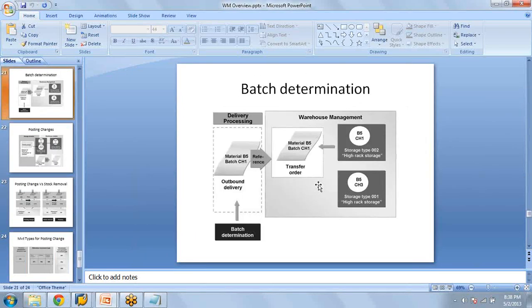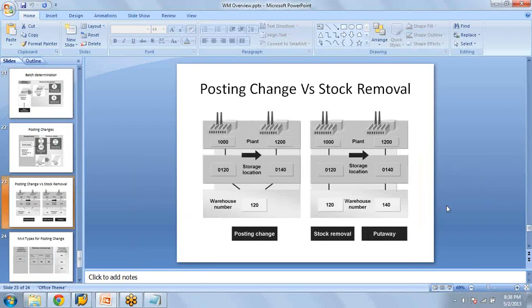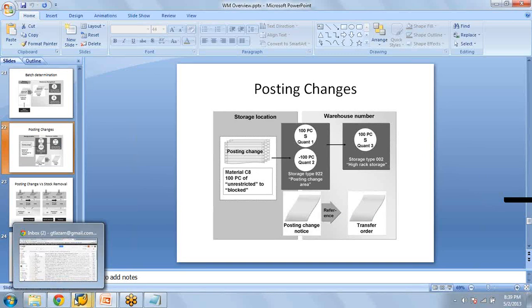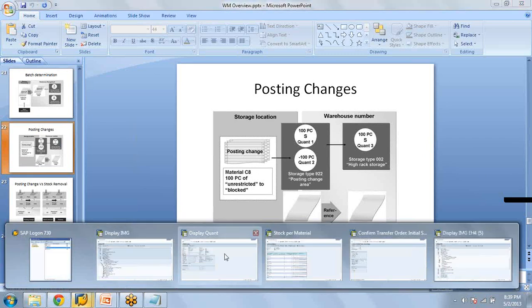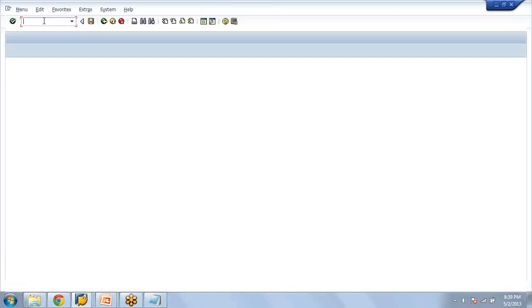So this posting change, how will we do that posting change? Can we change the batch from transfer posting? No, that's not possible. We can only change the stock type and stock categories.